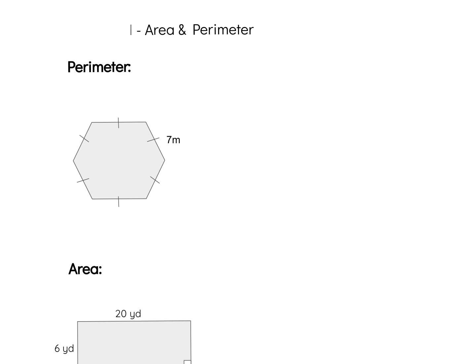Today's lesson is a review on perimeter and area. Perimeter is the distance around an object. To find perimeter, you just add up all the sides.